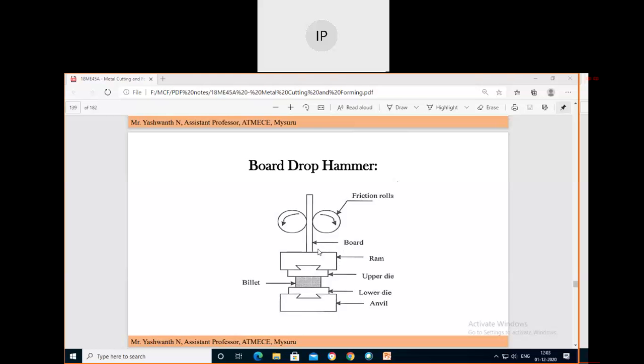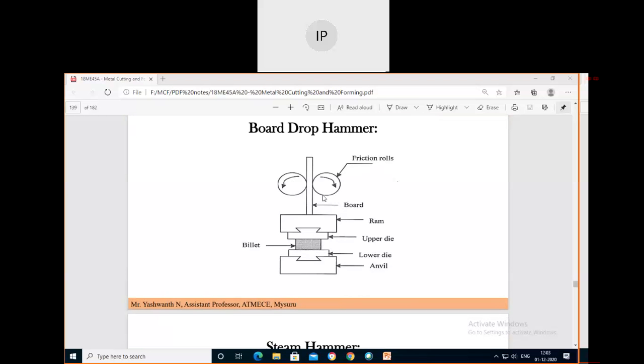Take a sketch of this figure. You have the rollers, in between them the board, and the ram attached to the upper die. This whole arrangement is moving up and down. Just take a sketch, a line diagram of this figure.